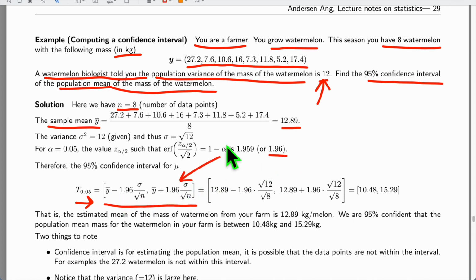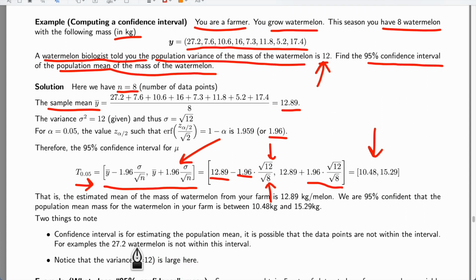It will be y bar is 12.89, so 12.89, 1.96 is there, and then sigma, that means the standard deviation is square root 12, so we have square root 12. You have 8 data points, so you have square root 8. You have this value, and then for the other side, you compute the same thing, but instead of subtraction, you have addition, so it gives you this number. So what does it mean? It means 95% confident that the average or the expected value of the watermelon should be around this kg. So that means it should be somewhere between 10 kg and 15 kg for the watermelon in your farm.